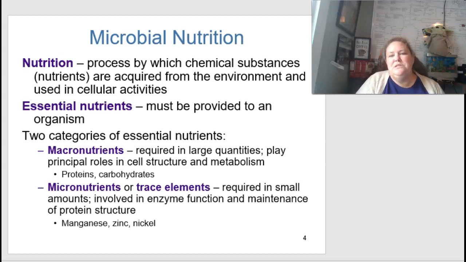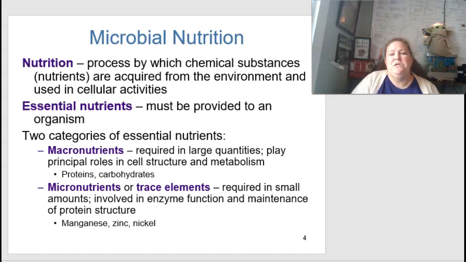So those essential nutrients must be provided to an organism. And there are two different categories of essential nutrients. The first one would be macronutrients, and the other one is micro. Look for your root words, guys. Okay, so the macro is going to be the big, where the micro is going to be the small.